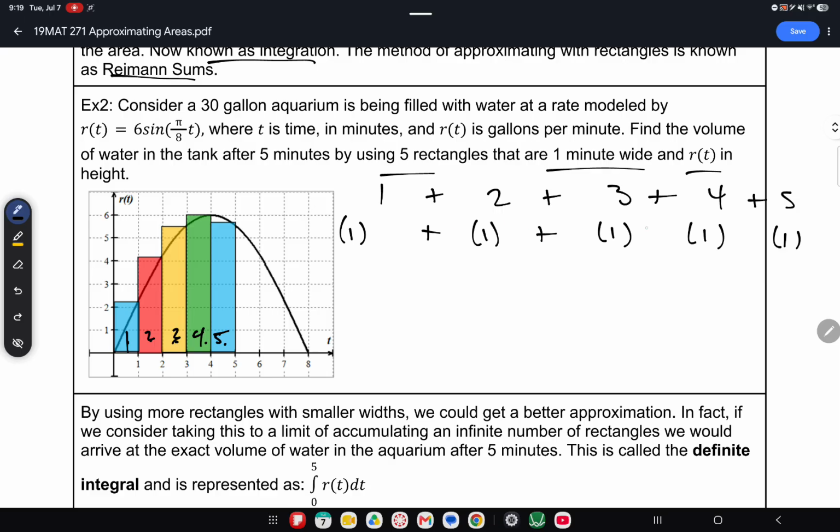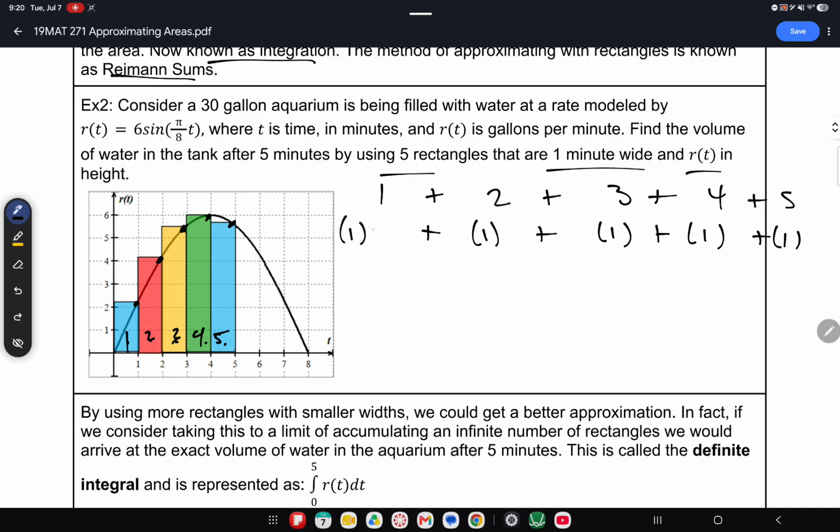Right? And then their length is going to be the function value, right? So I'm going to go off to the side and plug these in. So my function is 6 sine of pi over 8t. And I want to evaluate at 1, 2, 3, 4, and 5.